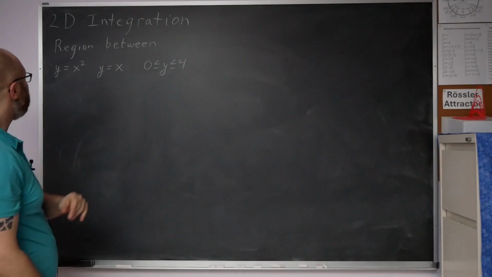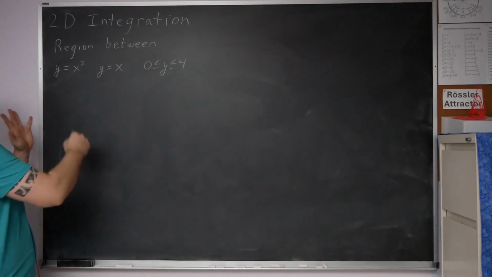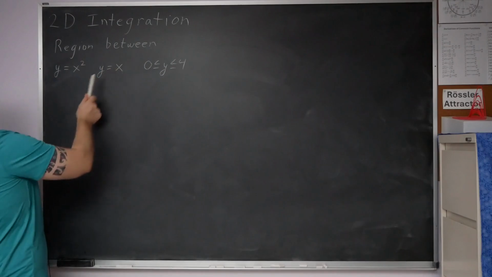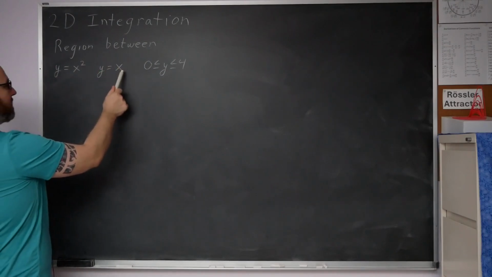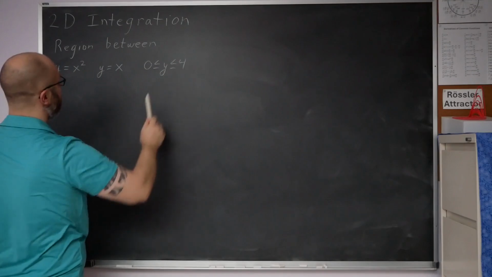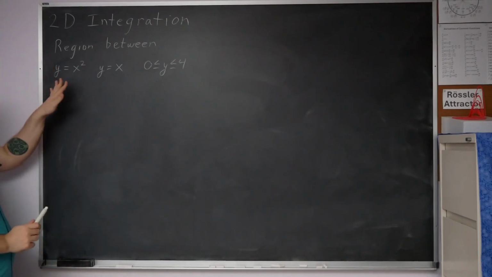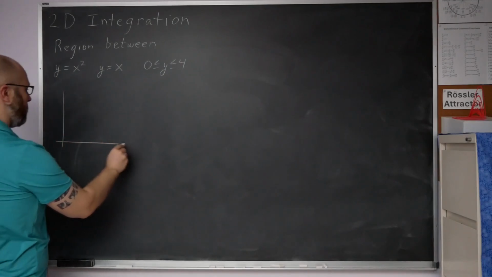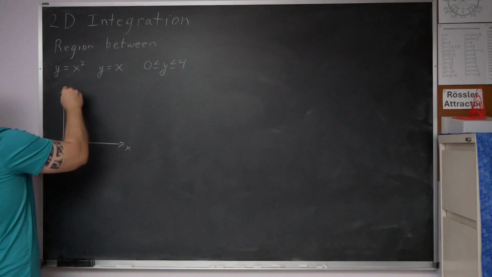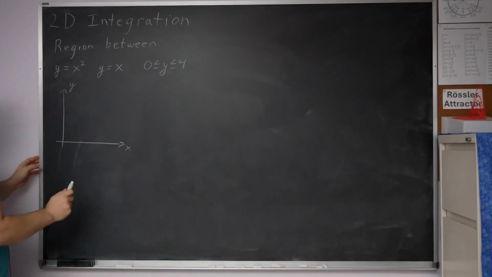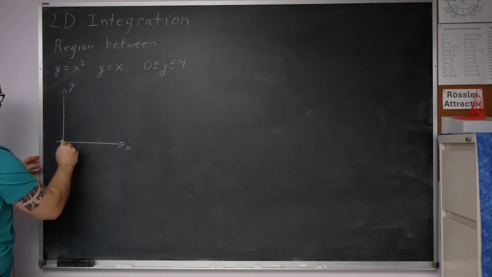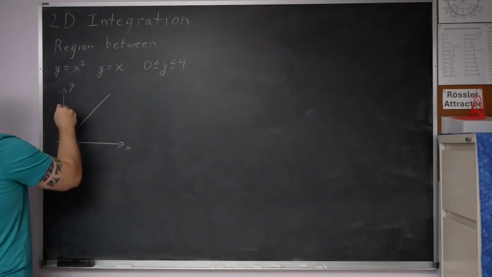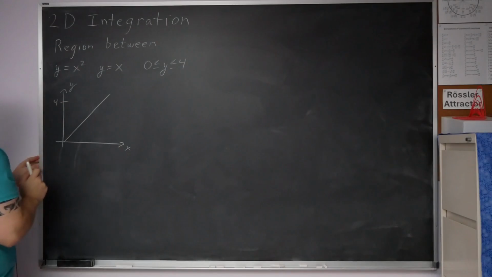2D integrals again in rectangular coordinates. So this time we're just told to integrate this region between y equals x squared, y equals x, and 0 less than or equal to y less than or equal to 4. Okay, so first we want to try and draw a picture. So x, y. So we've got y equals x. Well, I can draw that one for sure. And we'll have a 4 here.